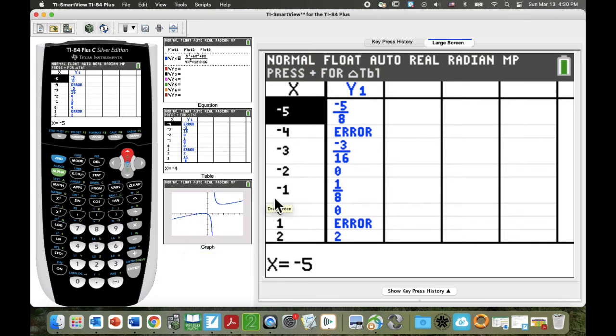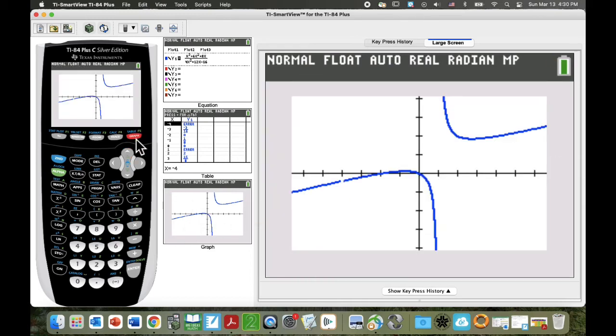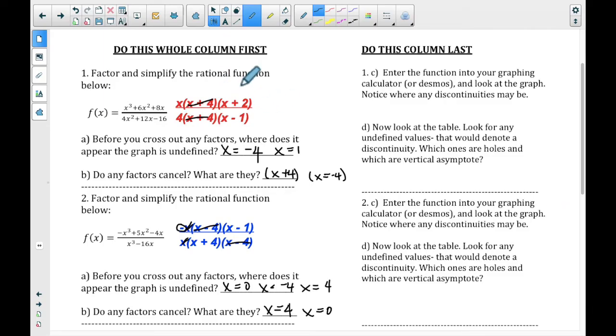All right. So on your calculator, you can look at your table. Wherever it says an error, it either needs to be a vertical asymptote or a hole. And to see that hole, you go to Zoom Stat or Zoom Decimal, and Zoom Decimal will give you the hole on your calculator. Okay, let's go back to our paper. So for this problem, we did enter it, we looked at it, we looked at the discontinuities. It says look at the table, look for the undefined values or error. So we just might make a note to ourselves that on the table we are looking for the word error.